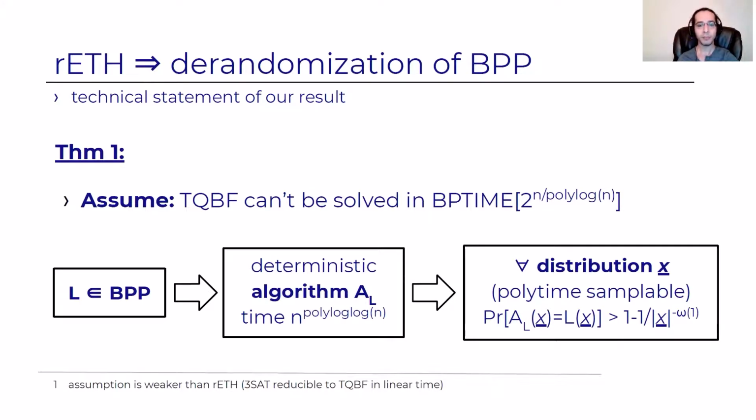For every L in BPP, there exists a deterministic algorithm, A sub L, that runs in time n to the poly log log n. So note the double log in the exponent. This is n to the poly log log n, and this is the correct running time that you expect to get from this type of hardness. And the deterministic algorithm solves L in the following sense. For every polytime distribution over the inputs, the probability that the distribution hits a bad input for A sub L, an input on which A sub L fails to decide L, is negligible.